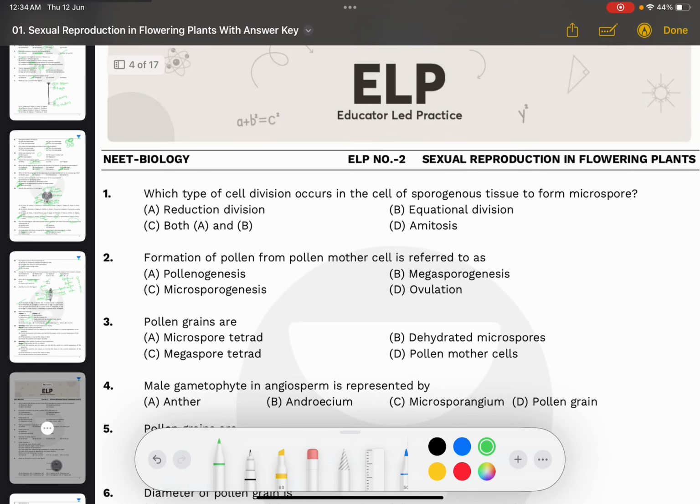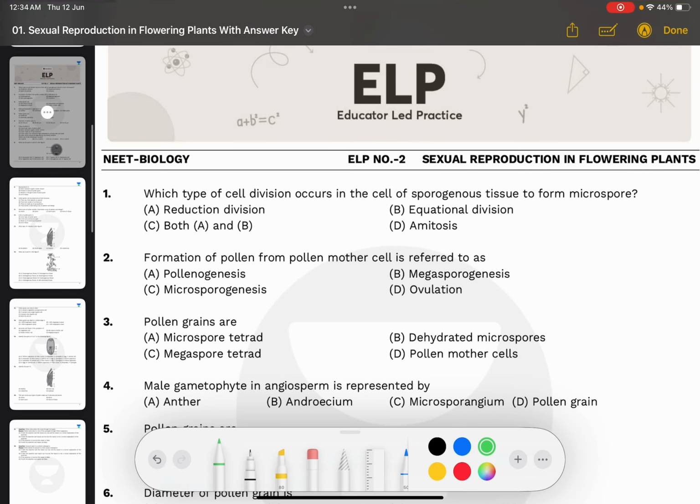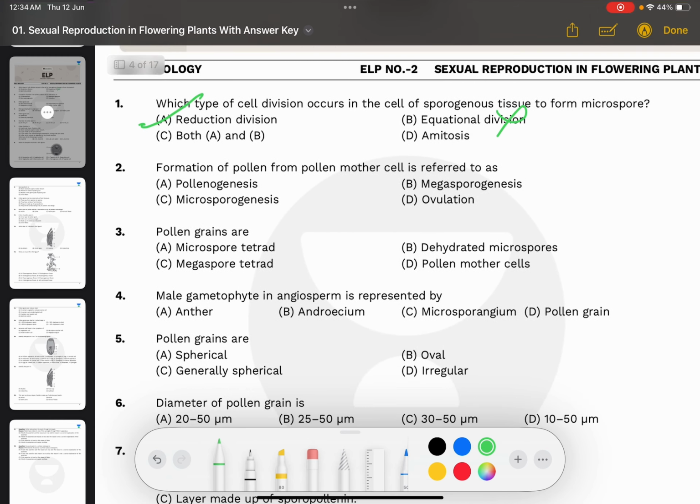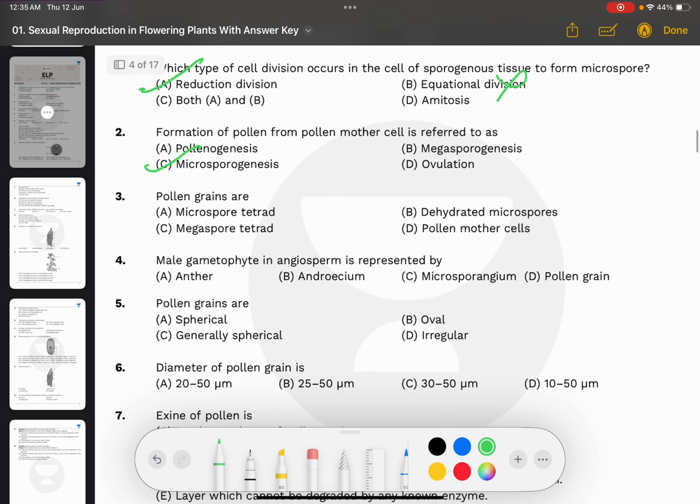Now moving on to the next test, we have 4 like this. So we will complete it today. Which type of cell division occurs in the cells of sporogenous tissue to form the microspore? It is the reduction division, not the equational division. No, it's the reductional division. Formation of pollen from the pollen mother cell is referred to as what? Very easy question. So it's called microsporogenesis.